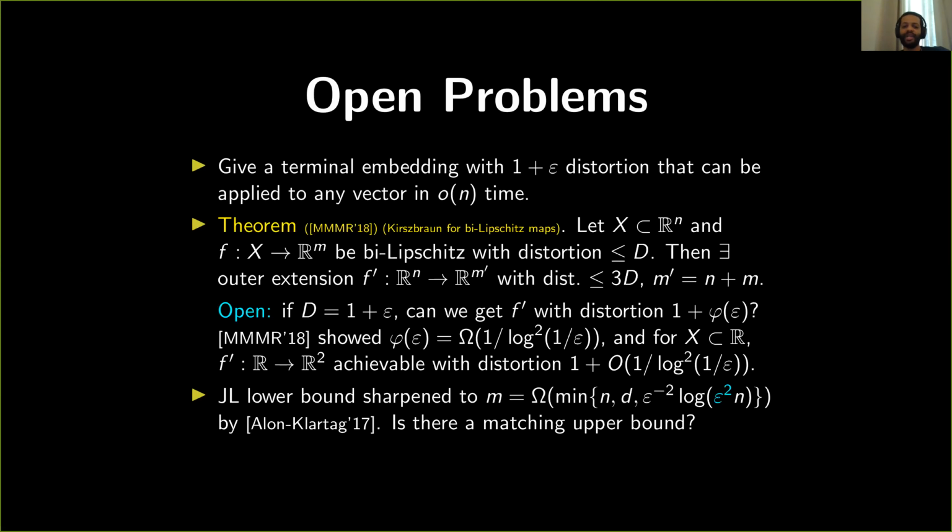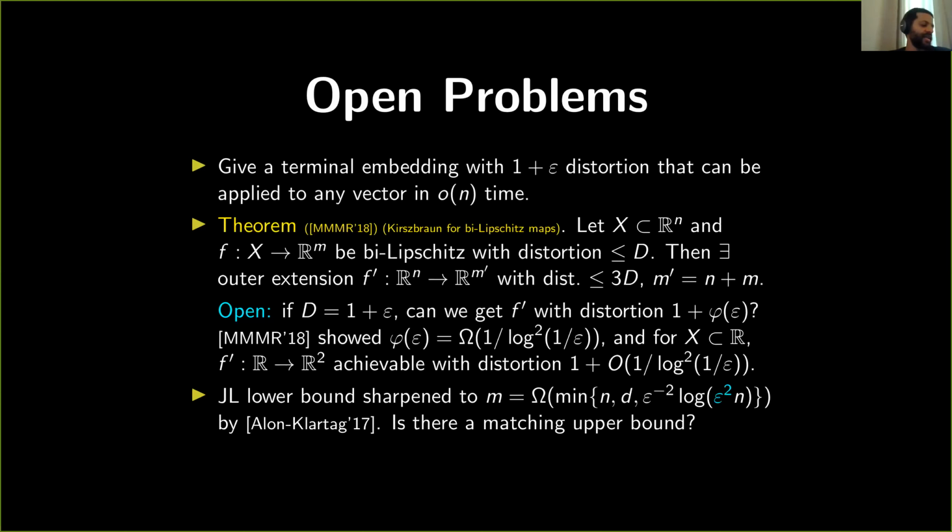There are some other questions that I'll leave open here. Also, understanding the behavior of the JL lower bound and the upper bound as epsilon approaches 1 over root n or 1 over root d. So that's what I'll leave you with, and then that's it. I'm happy to answer questions. Sorry for running a few minutes over time.